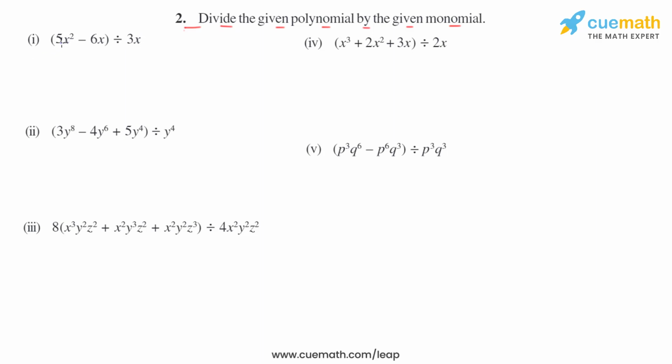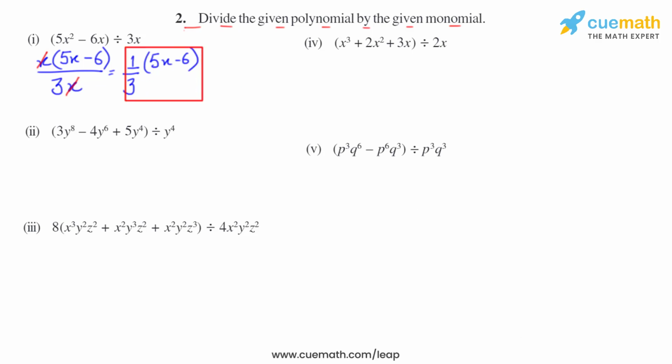So if you see carefully, we can factorize the polynomial or the numerator, that is 5x square minus 6x. The factor can be x. It will leave (5x minus 6) divided by 3x. So that's it. Now we can cancel out x, which is common in both numerator and denominator. So the answer comes out to be 1 by 3 (5x minus 6). So this is the final answer for the first part. Let's do the second part now.